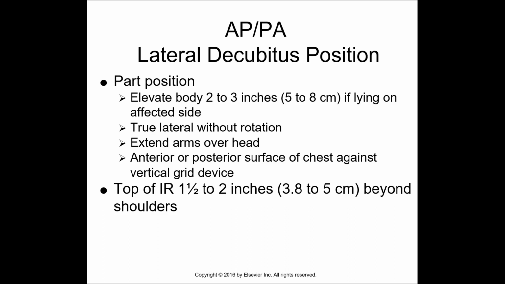So to position for the lateral decubitus, elevate the body 2 to 3 inches if lying on the affected side. True lateral is without rotation. Extend the arms over the head and the AP or PA surface of the chest against the vertical grid device. Top of the IR should be 1.5 to 2 inches beyond the shoulder.